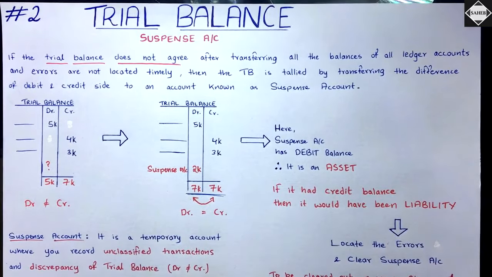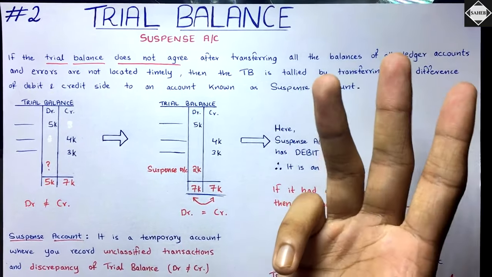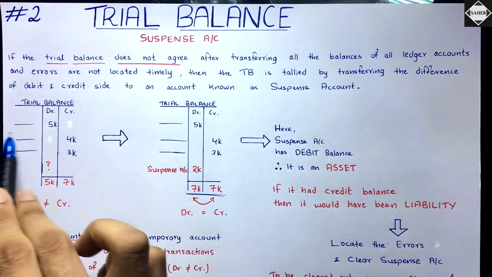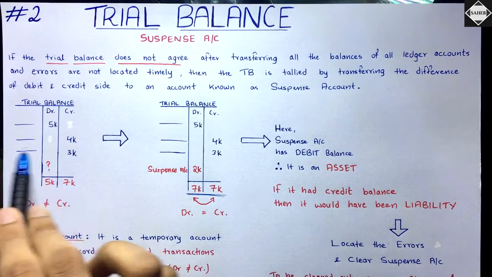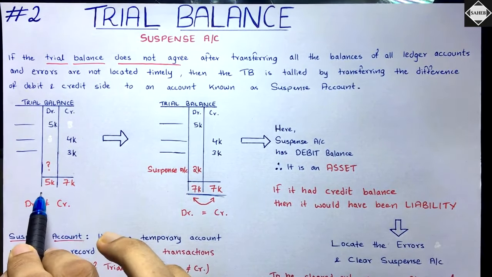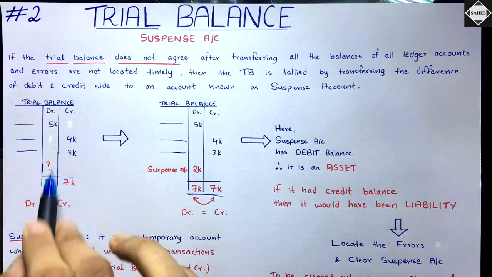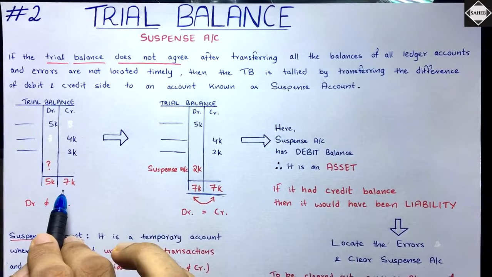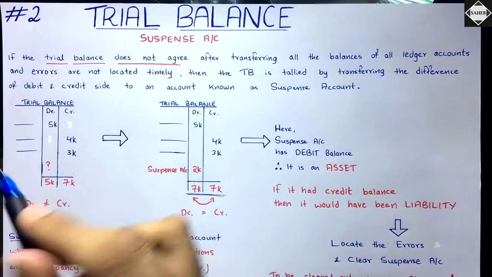What will happen then? For example, let's say there were only 3 ledger accounts, 3 balances. You pick them up, you put them over here. One debit balance of 5,000 and 2 credit balances of 4,000 and 3,000. You added it up, and you got 5,000 on the debit side and 7,000 on the credit side. It's not equal. The debit is not equal to credit. There is a shortfall of 2,000 on the debit side.